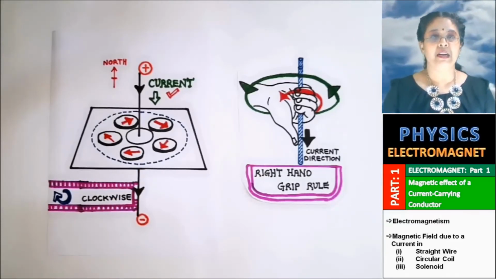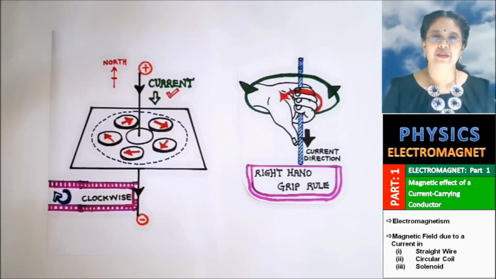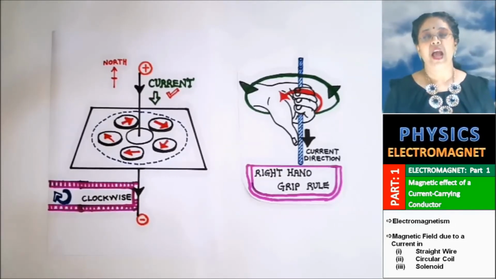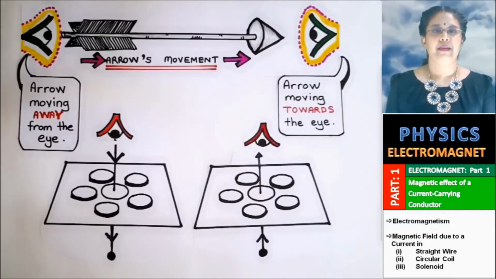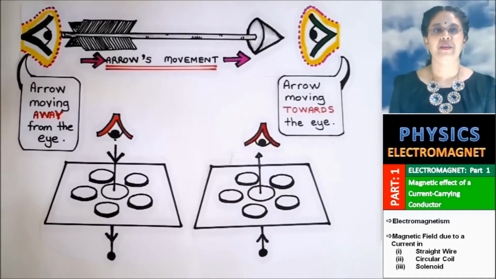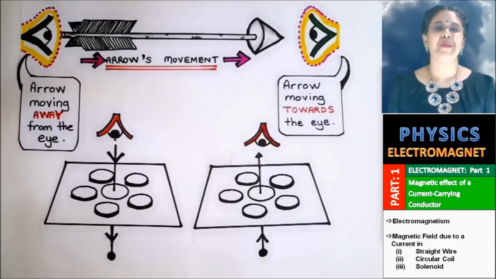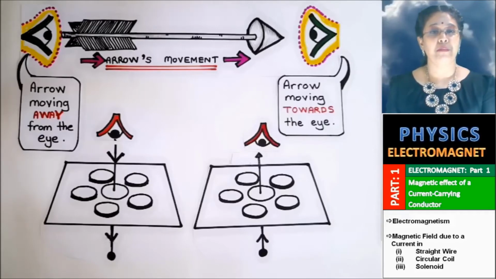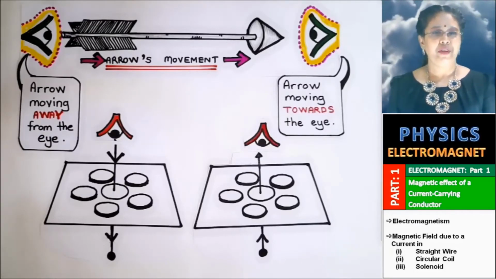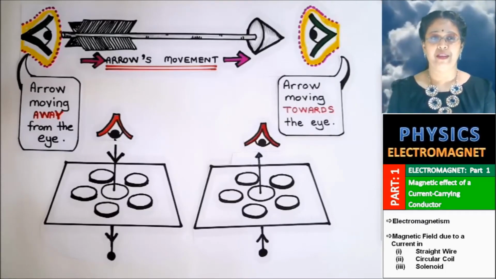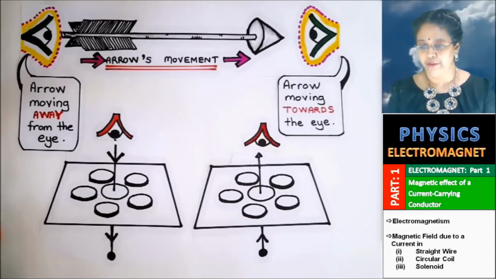Next, we will learn how to draw cross and dot based on the direction of current coming out and going into the plain paper. In this part, we are going to learn dot and cross. But before that, I have a simple way to make you understand which correct motion illustrates dot and cross. I would like you to imagine an arrow's movement and placing your eyes at the front and back of the arrow.